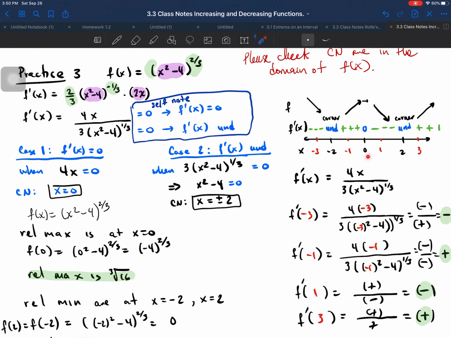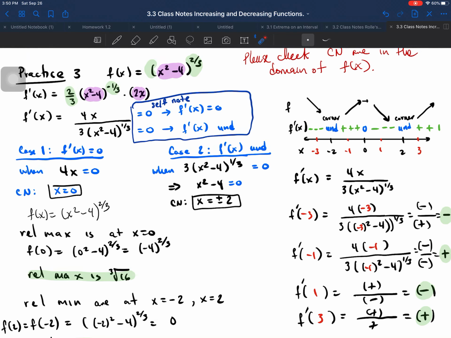I know that when x equals 0, the derivative is 0, because that's how we found it. And when x equals 2, the derivative is undefined. By making that little note to myself, that will keep me in check later on. Then I check -3, -1, 1, and 3 in the derivative, and that's what we're going to do next.